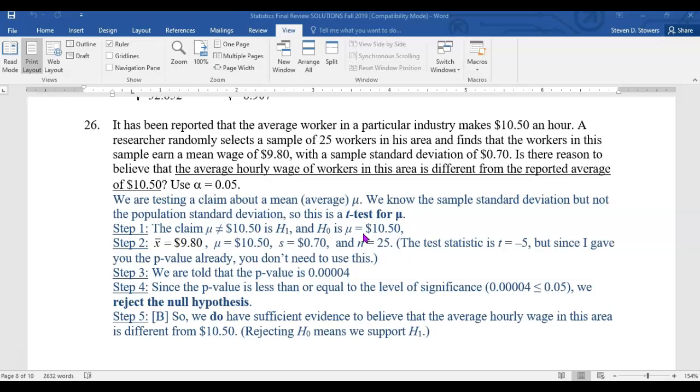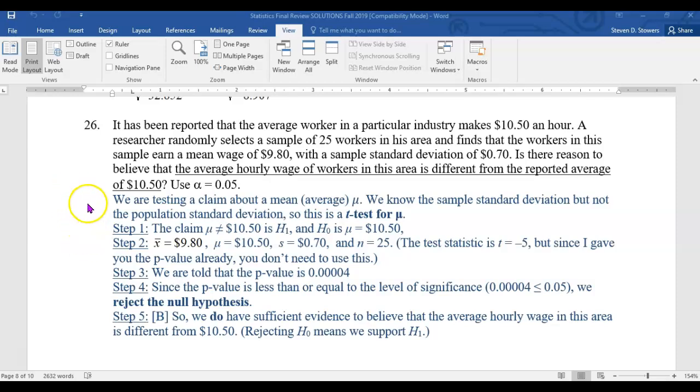So the null hypothesis and the alternative hypothesis are always going to be the same as each other, except that the null hypothesis always has an equal sign, and the alternative hypothesis does not. It has either a less than, or a greater than, or a does not equal, depending on what claim you're actually testing.